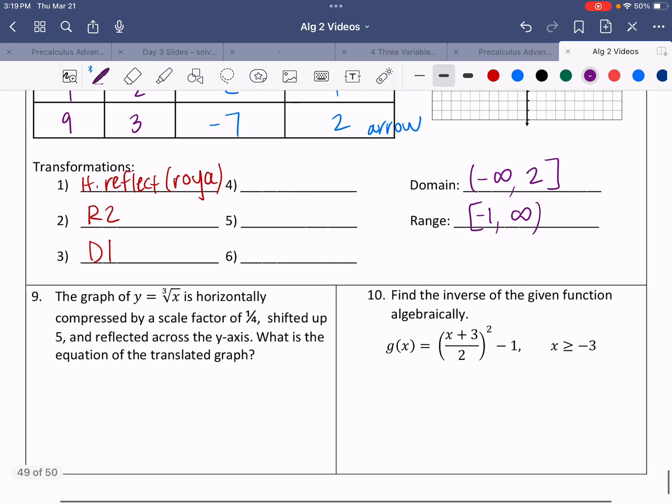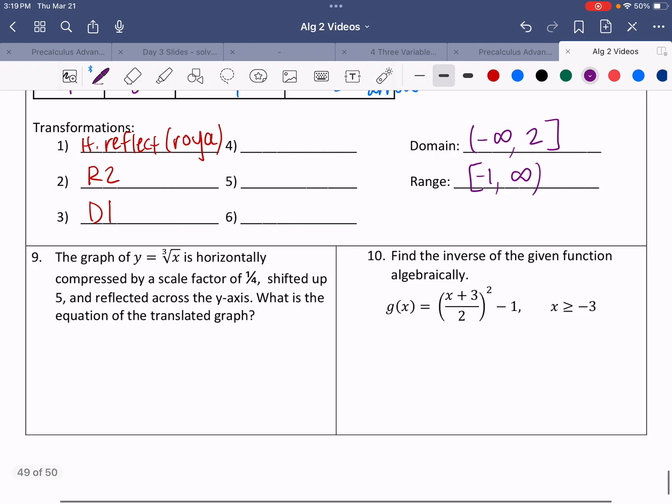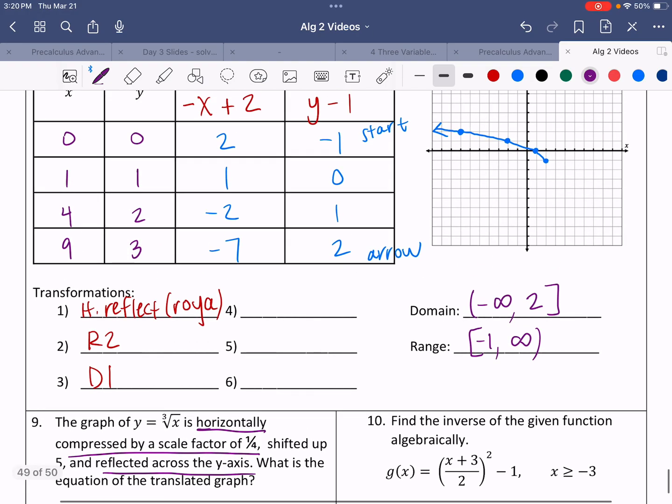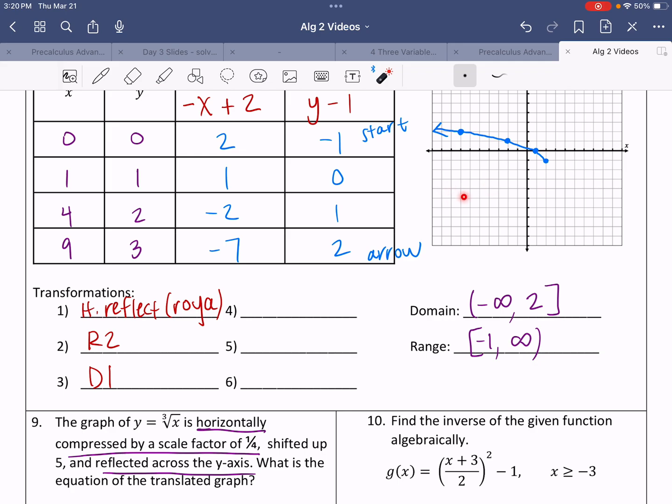All right, y'all, last two. These weren't missed as much, thankfully. Number 9 says the graph of y equals the cube root of x is horizontally compressed by a scale factor of 4, shifted up 5, and reflected across the y-axis. What is the equation of the translated graph? Equations have to have an equal sign, so you should have started with y equals or f of x equals. I have 2 changes that are horizontal. Reflecting over the y-axis is actually a horizontal change, right? Flipping across the y is a left and right change.